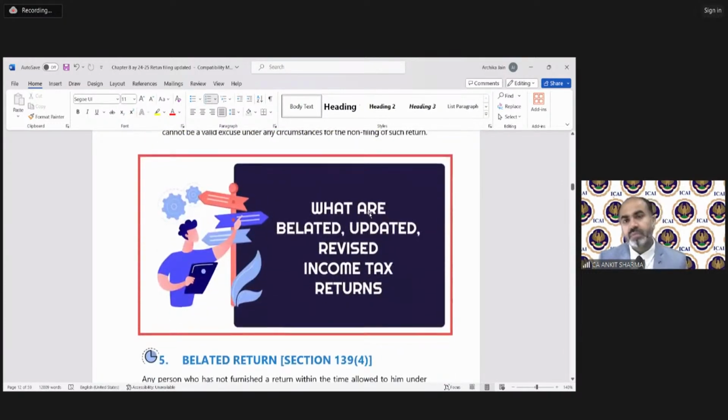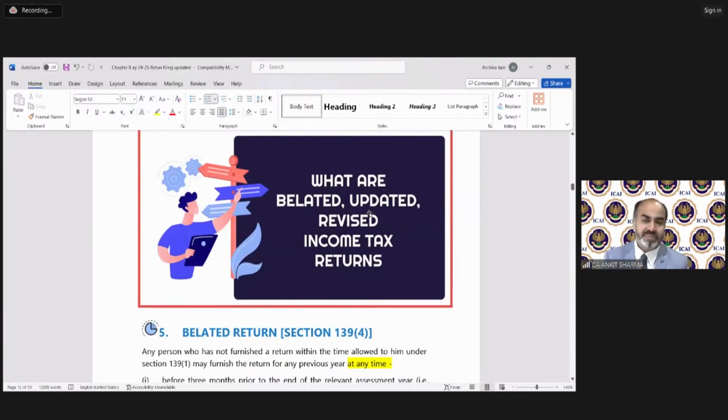Okay. What are belated return, updated return, revised return? We have just understood what the return filing due date is and what a return of loss is. Now we have three more categories of return: belated, updated and revised. So we must know this word belated. It's just like a belated happy birthday. That means you forgot the birthday date to wish someone and now you are wishing that person after that date has passed. That is called belated happy birthday.